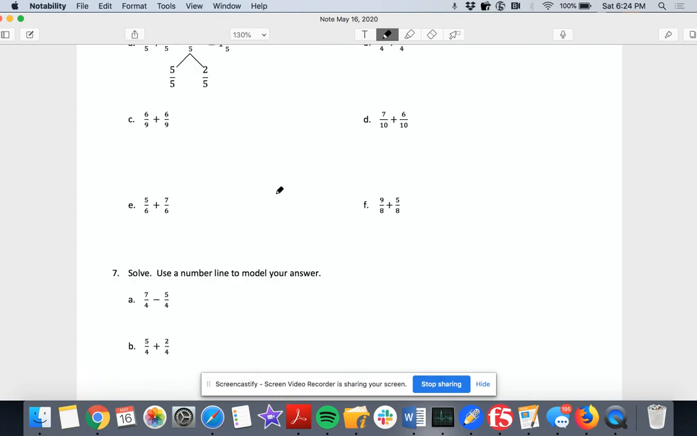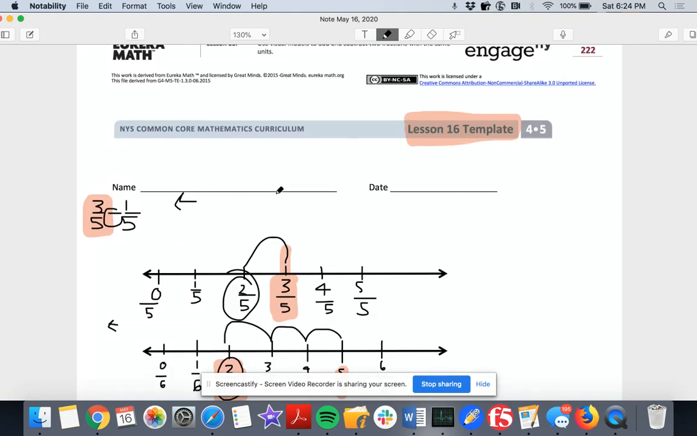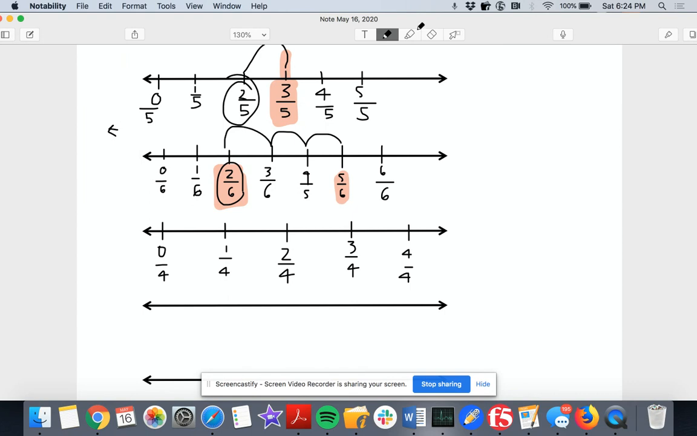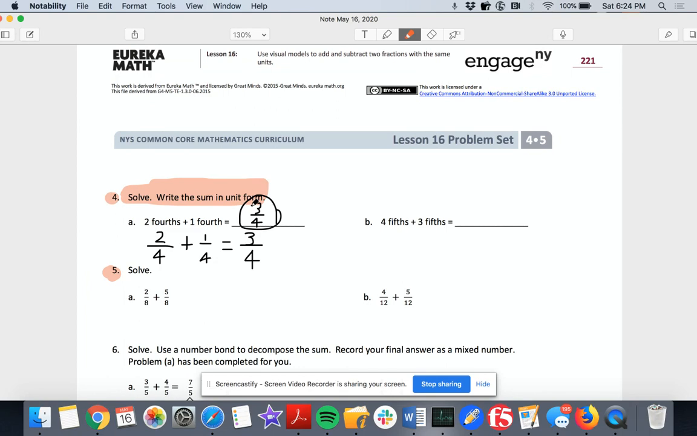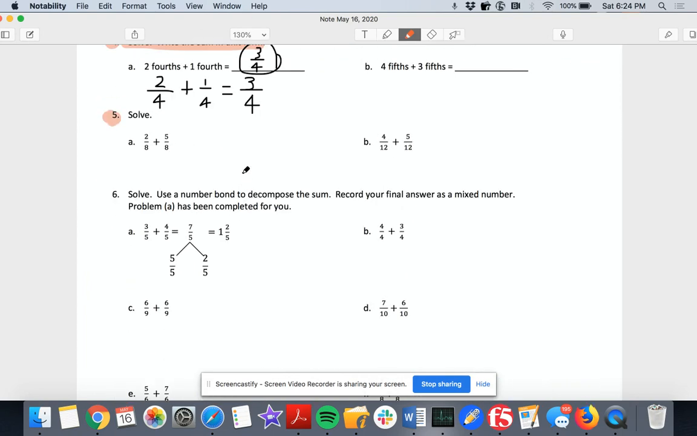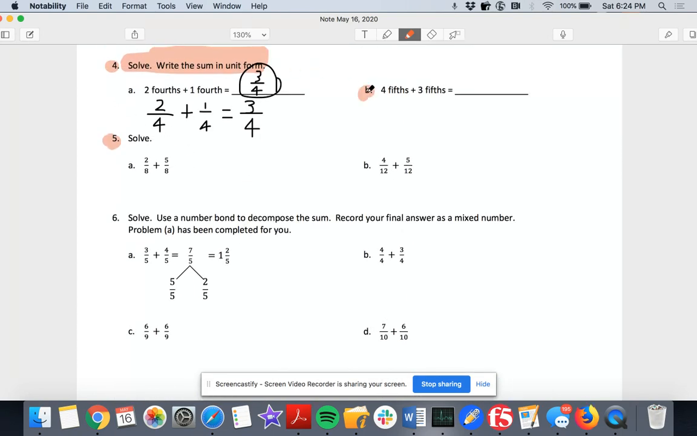I am starting at 2/4, or 2 over 4. But instead of going to the left this time, I will be moving to the right because I am adding. So I'm starting with 2 over 4, and I'm adding 1 over 4, so I'm moving 1 time. My new answer becomes 3 over 4. And that is exactly what we got. Okay, so go ahead, try 4B, and then 5A and 5B.